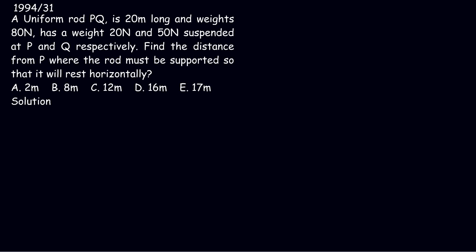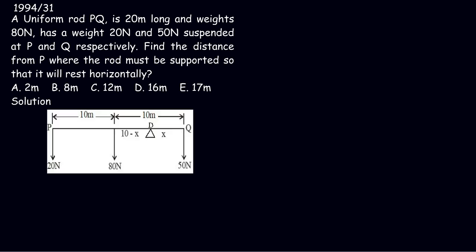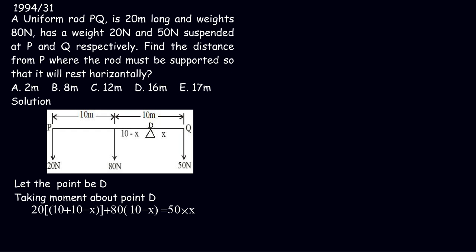Our very first step is to express it in a diagram. After doing so, let the point we are looking for be D. Now taking movements around the point D, we know that our clockwise movement will be equal to our anti-clockwise movement, and doing so it becomes 20 in bracket 10 plus 10 minus s in bracket, plus 80 in bracket 10 minus s, is equal to 50 times s.